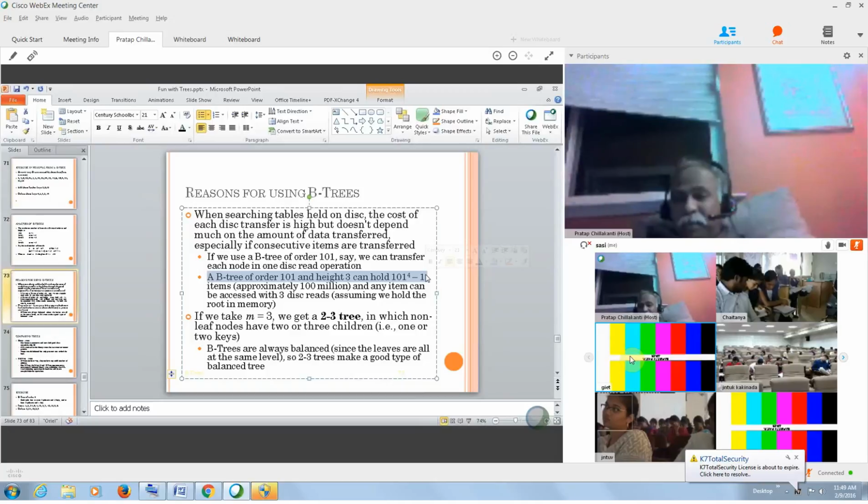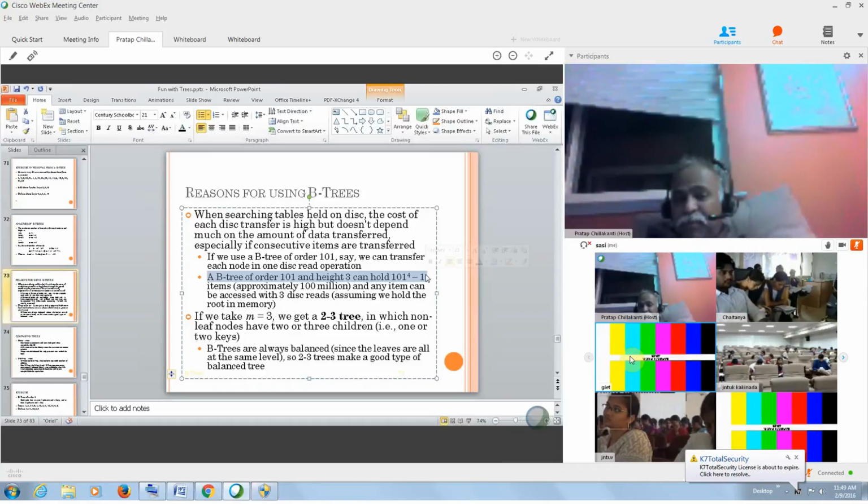That's 100 million items. And then a height of 3 basically boils down to 3 disk accesses. Okay? Because the root is in memory. We are assuming the root is in memory. This is not bad compared to an AVL tree with a big depth on the disk. In just 3 disk accesses, you are able to access the items.